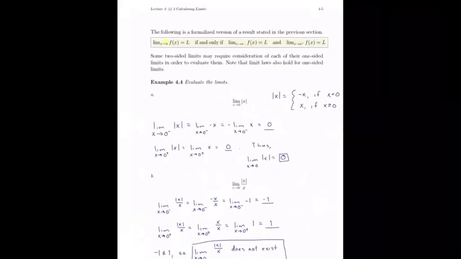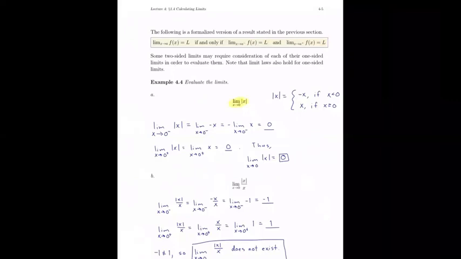Okay, so this is just a reiteration of a rule we saw in the previous section, right? The limit as x approaches a of f of x is equal to L if and only if its left-hand limit as x approaches a is L, and its right-hand limit as x approaches a is L. So the two one-sided limits need to exist and be equal to the same value in order for the two-sided limit, or the general limit, to exist. Okay, we're going to use this to help us analyze these functions given below.